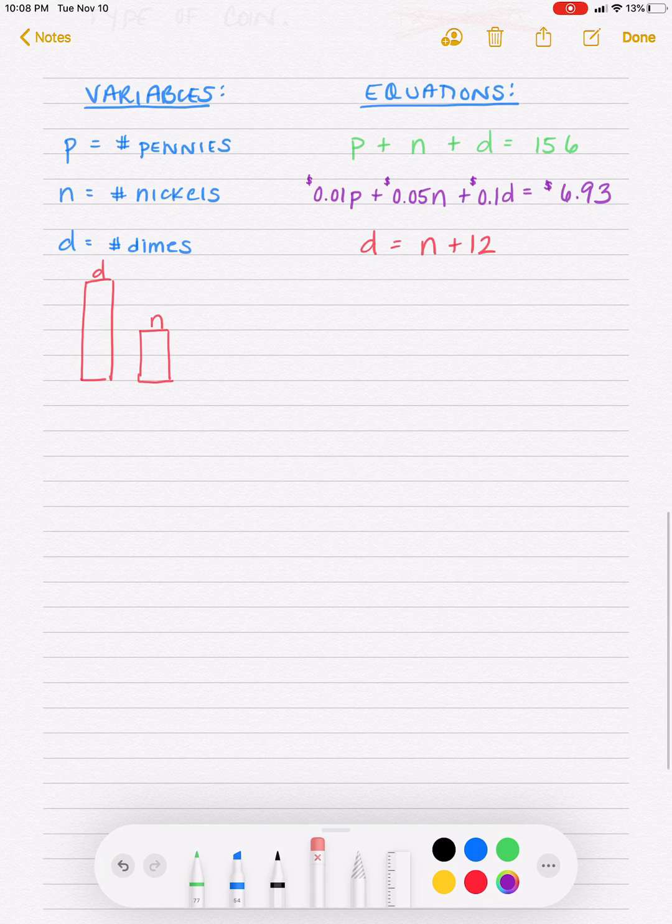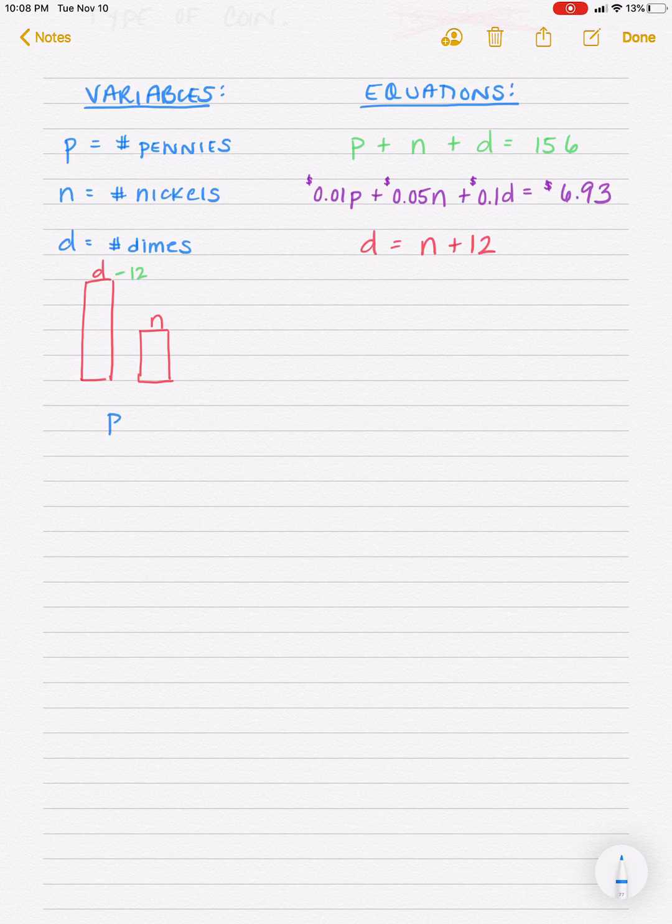All right, let's just take a quick second and let's get our equations in standard form. So I know that this one already is. P plus N plus D equals 156. 0.01 P plus 0.05 N plus 0.1 D is equal to $6.93.